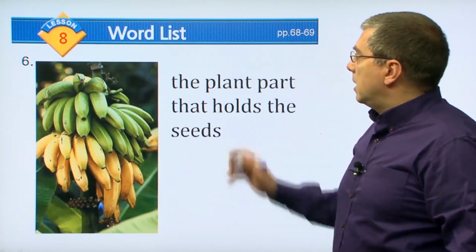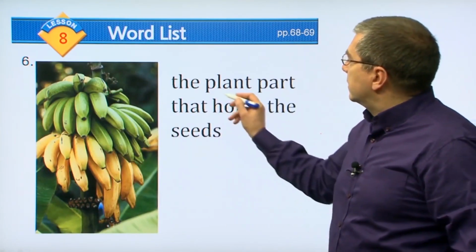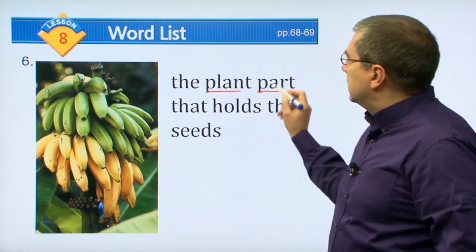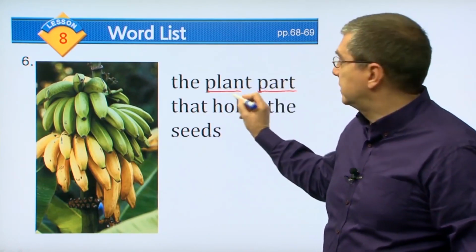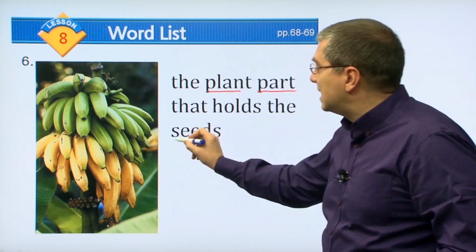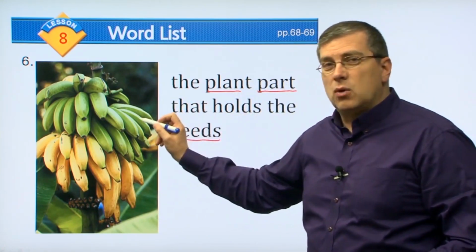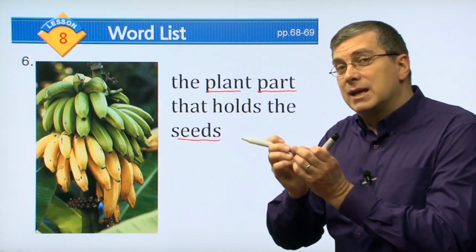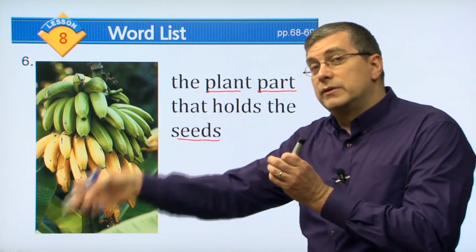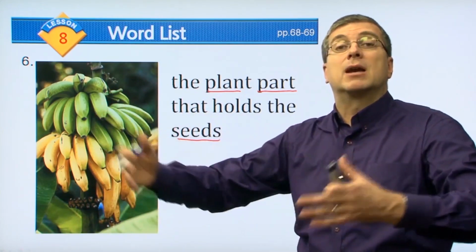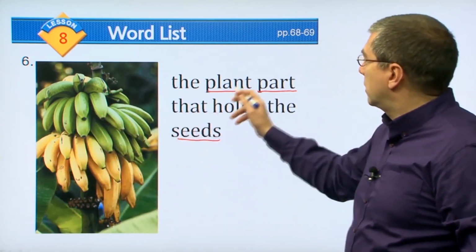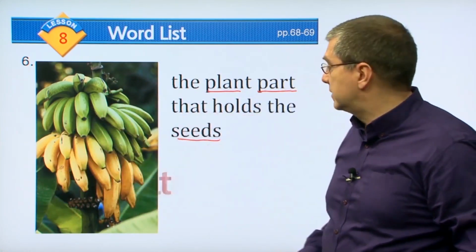Okay, another word that we have here is the plant part. So it's a part of a plant. The part of a plant that holds the seeds. So the seeds, of course, are what the plant makes. And the seeds will go into the ground and make a new plant, right? Seeds are how plants make more plants. What do we call the part of the plant that holds the seeds?